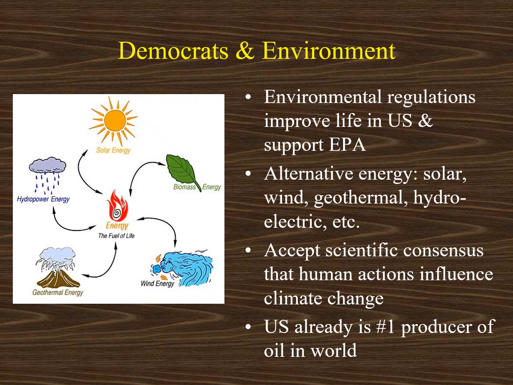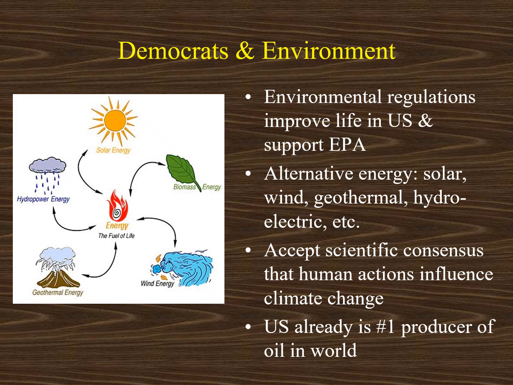Again, if we go into a bit more detail on this issue, a liberal Democrat would argue that the regulations put into place by the EPA actually improve life in the United States, and they would support this agency. Secondly, the Liberal Democrats would look to alternative energy, solar, wind, geothermal, things like that, in order to supplement the U.S. and maybe to replace some of the other sources of energy like oil and coal. Liberal Democrats also accept the scientific consensus that humans are the biggest contributors to climate change.